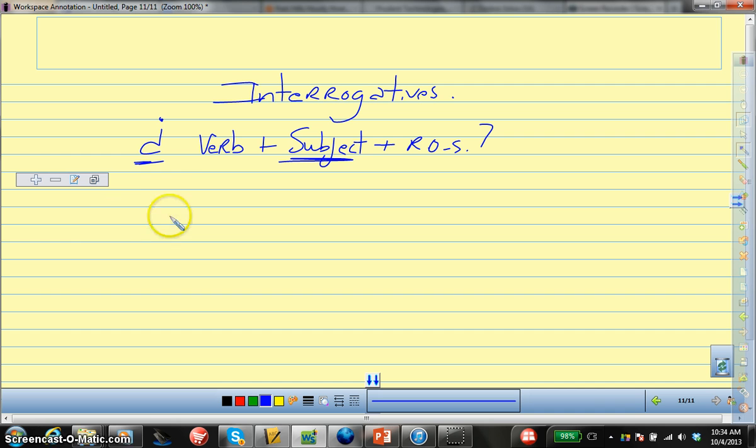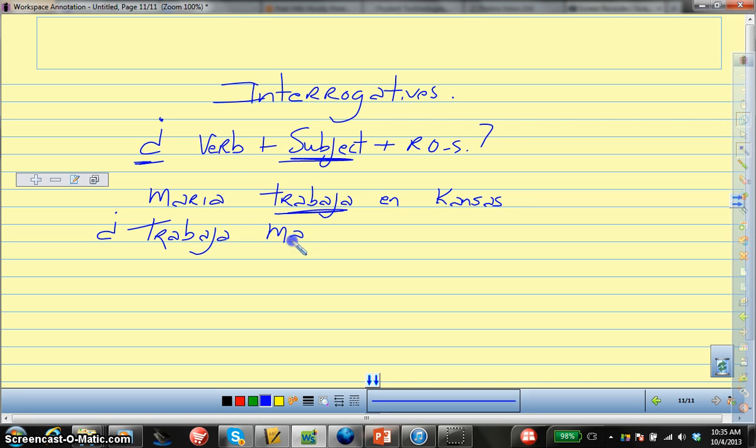So look at this sentence. María trabaja en Kansas. If I ask you to put this sentence in interrogative, the first thing you will do will be your upside down question mark, then your verb, in this case is trabaja, then your subject, María, and then the rest of the sentence, en Kansas.